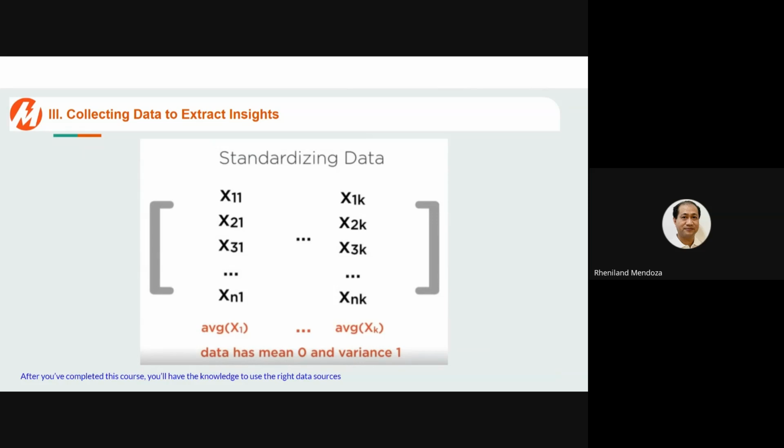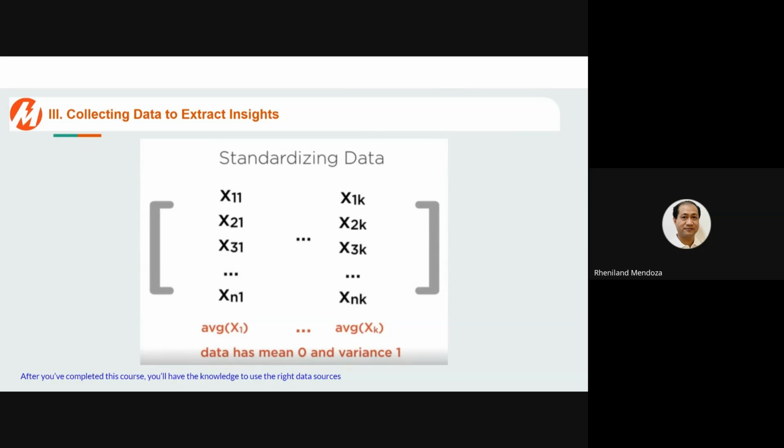And so when you standardize your data, from every value in your data set, you'll subtract the average of that column and divide by the standard deviation. Once you've performed this mathematical operation, each column of the standardized data now will have a mean or an average of 0 and a standard deviation of 1.